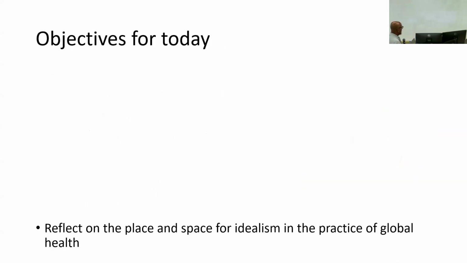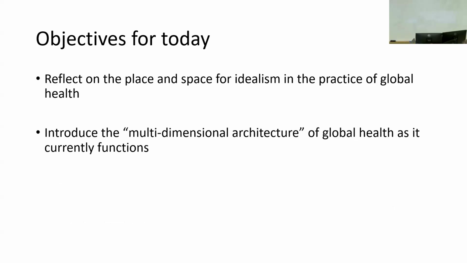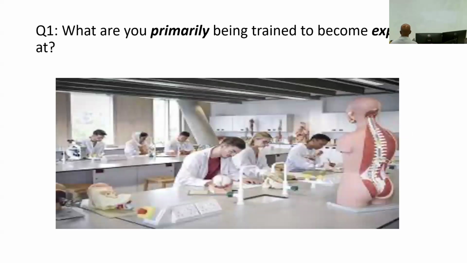So our objectives for today start off by reflecting on the place and space for idealism in the practice of global health. We will do a little bit, maybe a lot, of a dive into the multidimensional architecture of how global health currently functions. And hopefully not just today, but throughout the Selective, we will continue to cultivate our capacity for critical introspection. Sound okay? Right.